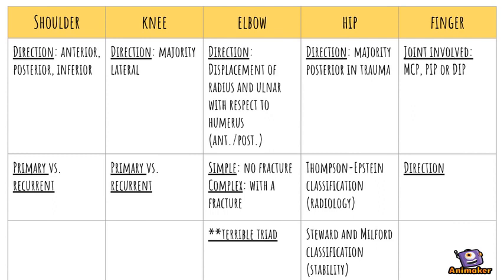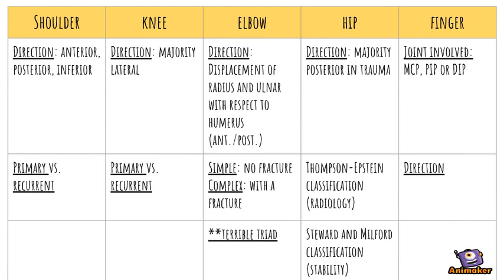They can also be classified based on the direction of displacement of the radius and ulna with respect to the humerus. A posterior dislocation of the elbow associated with a fracture of the coronoid process and the radial head is described as the terrible triad.